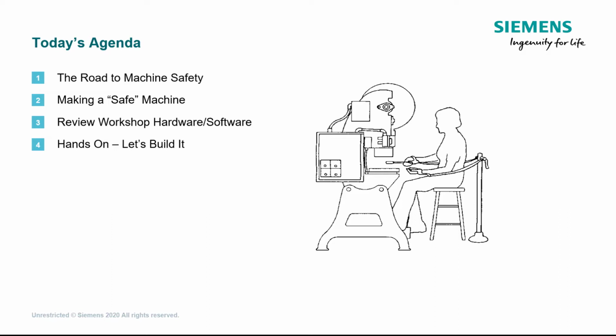In the third area, we'll actually review some of the hardware and software choices that are available from Siemens to be used on your machine. And then lastly, we'll work specifically with one of our programmable safety relays and use software to configure it for different applications similar to ones on our machines.